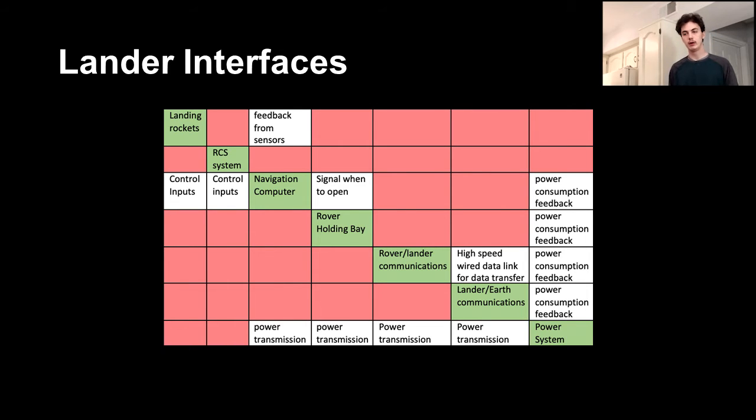So the interfaces of the lander are pretty straightforward. The power system sends power and receives power consumption feedback from most of the subsystems, and the navigation computer controls the rover holding bay doors and the rocket thrusters.